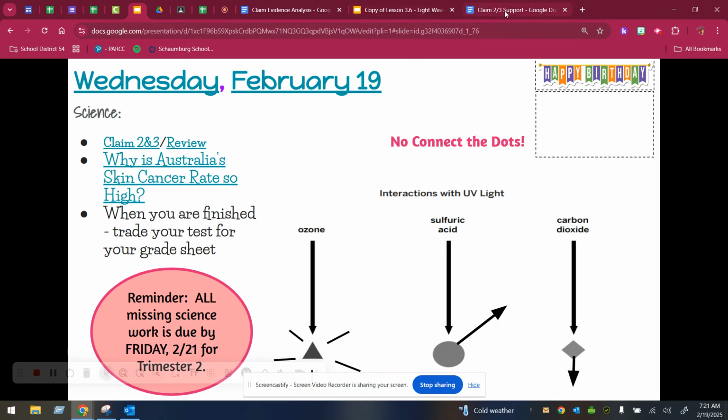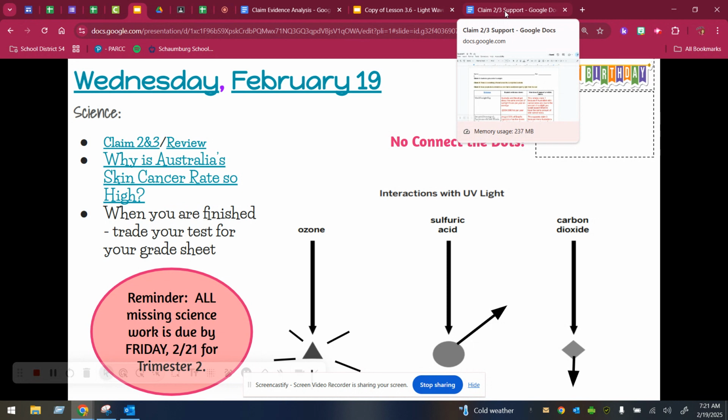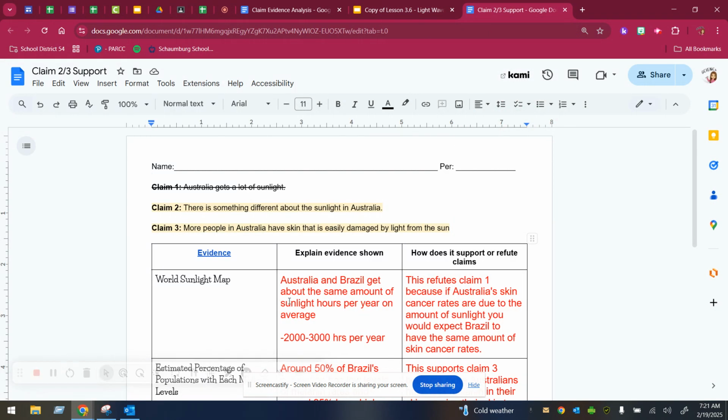All right, now that you've checked in each of your papers, let's go ahead and check the answers. We had done the first one yesterday, which was the world sunlight map, where we saw that Australia and Brazil both received 2,000 to 3,000 hours of sunlight per year. So we said that refuted claim number 1, because if Australia's skin cancer rates were due to the sunlight, then we would have seen the same amount of skin cancer, and we did not. Australia still had more skin cancer than Brazil.